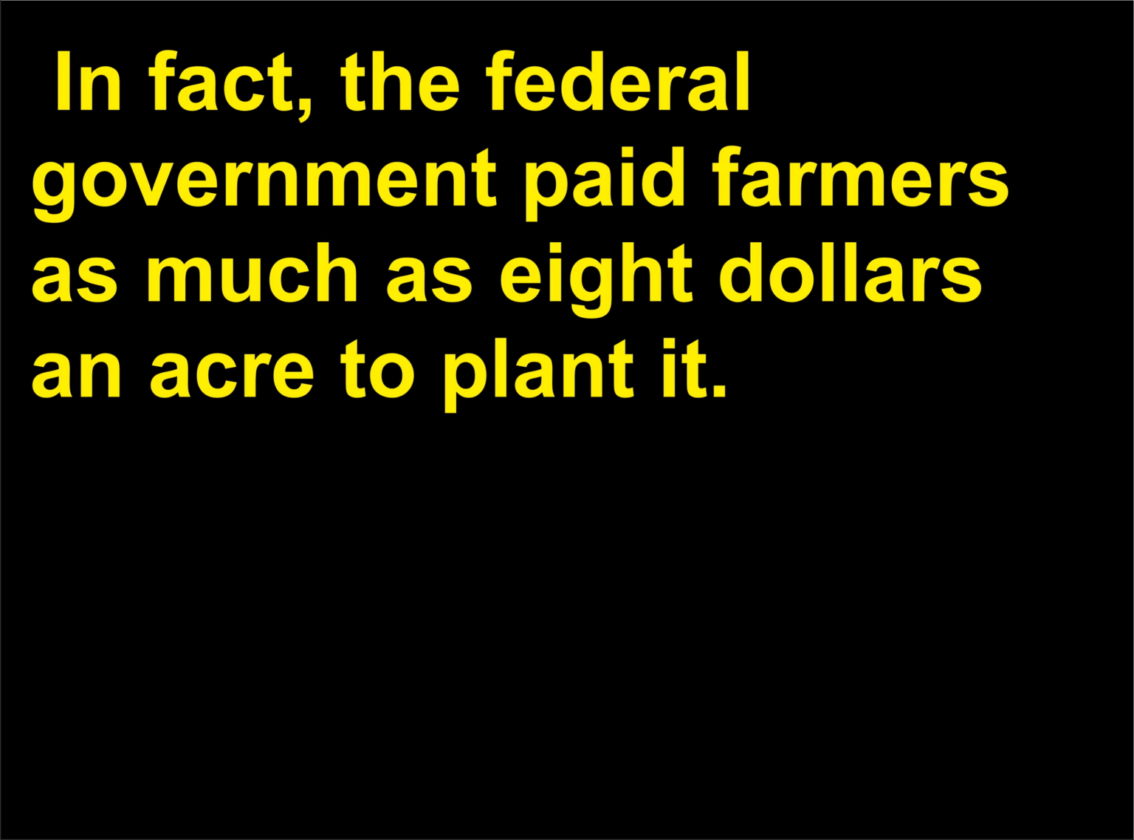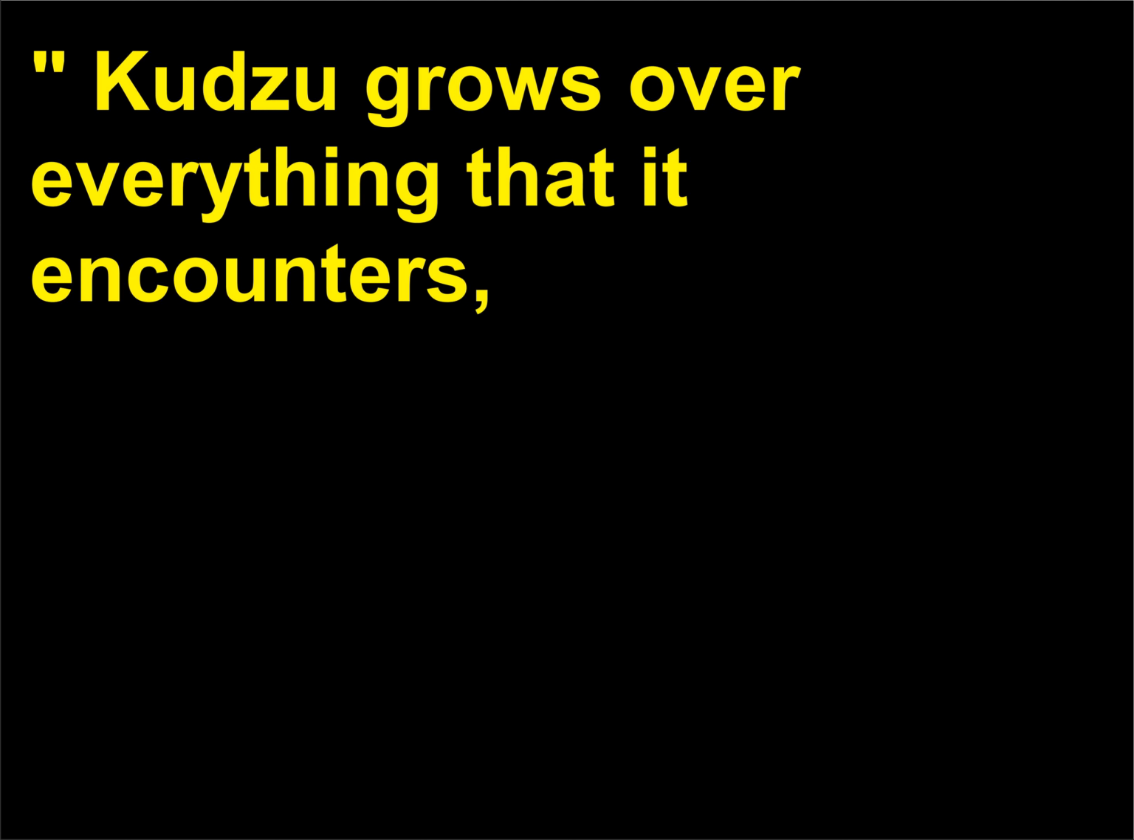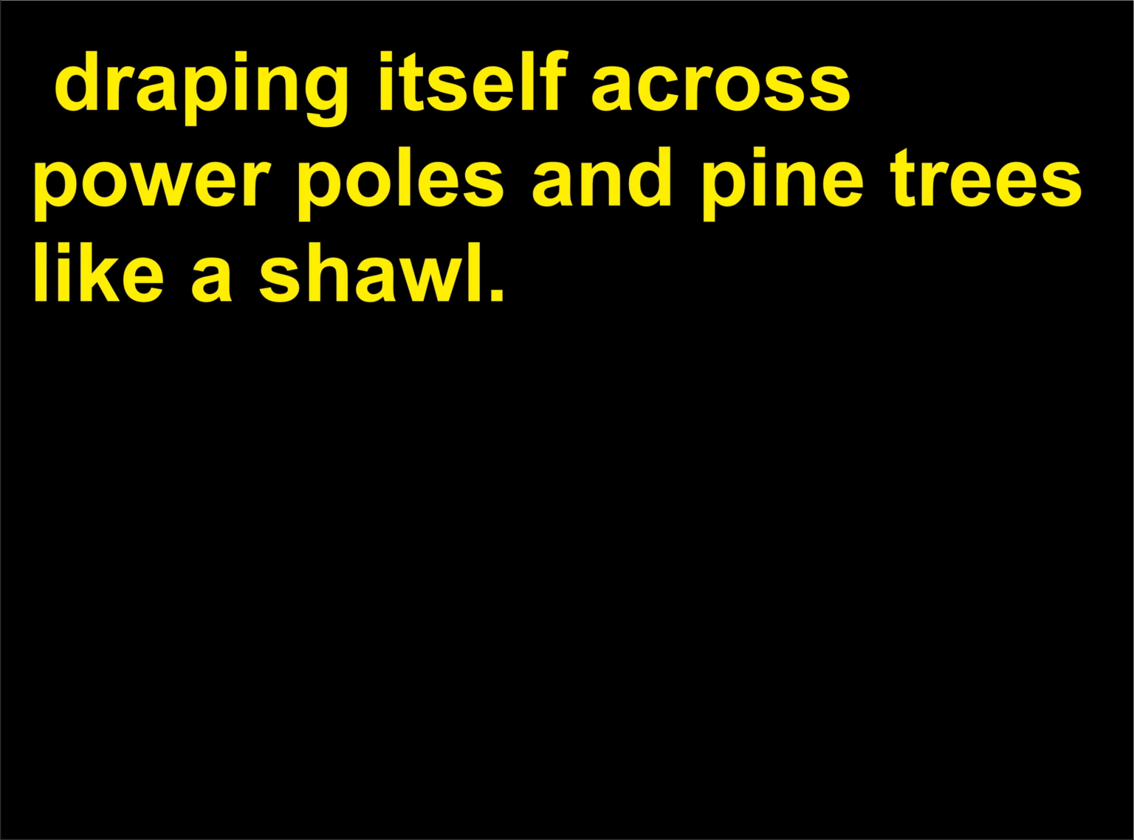In fact, the federal government paid farmers as much as $8 an acre to plant it. In 1997, however, the government reversed its position on kudzu and referred to it as a noxious weed. Kudzu grows over everything that it encounters, draping itself across power poles and pine trees like a shawl.